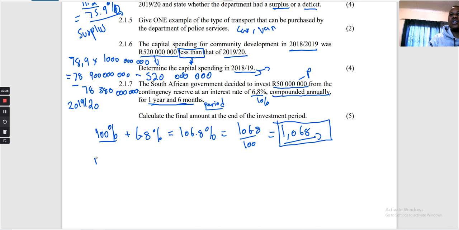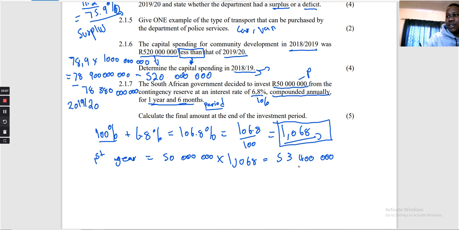When you use this, it already tells you that you have added the principal amount with the interest. Let's do the first year and see. We are going to say 50 million, because it's compound, it means that the interest gained interest. So we multiply by 1.068, and let's see how much it is after a year. 50 million multiplied by 1.068 gives us 53,400,000. It means after 1 year, this is your principal amount plus the interest.